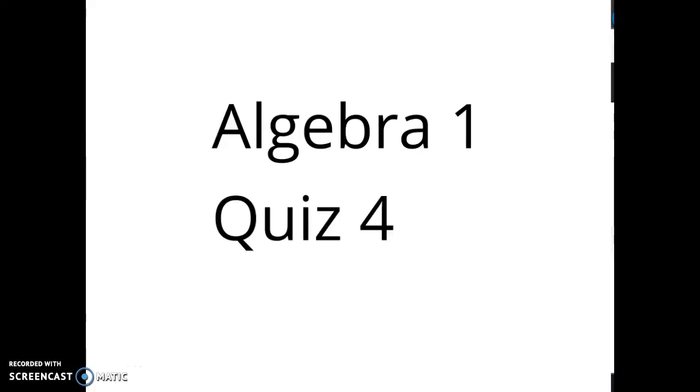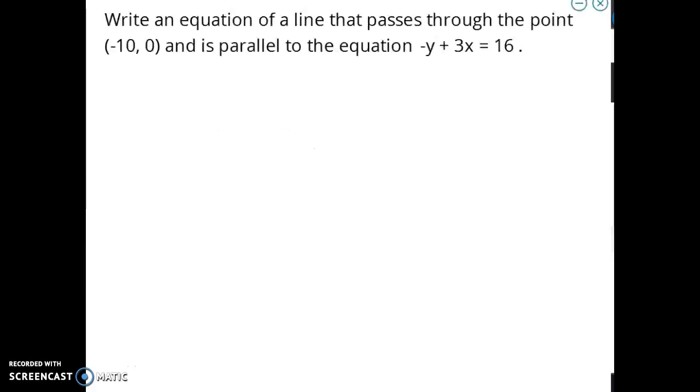Okay, young people, we're going to start with our Algebra 1 quiz for review. We have: write an equation of a line that passes through the point -10, 0, and is parallel to the equation -y plus 3x equals 16.